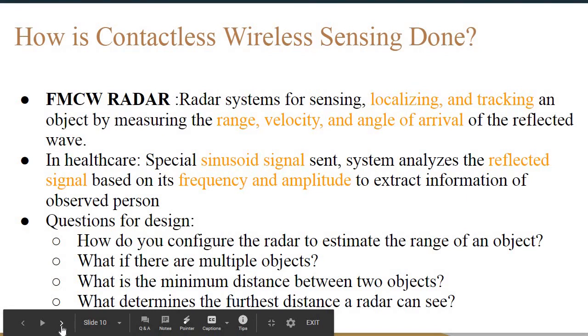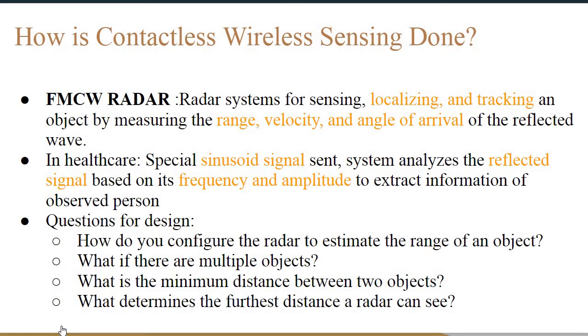In the frequency modulated continuous wave system, we look at the commonly used frequency modulated continuous wave radar system, which is a radar system for sensing, localizing, and tracking an object by measuring the range, velocity, and angle of arrival of the reflected wave. In healthcare, a special synthesized signal is sent. Then the system analyzes the reflected signal based on its frequency and amplitude to extract information about the observed person.